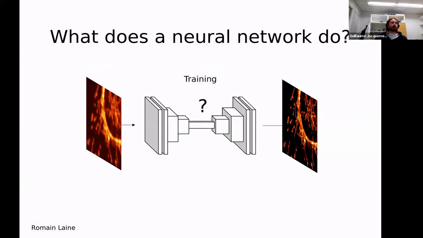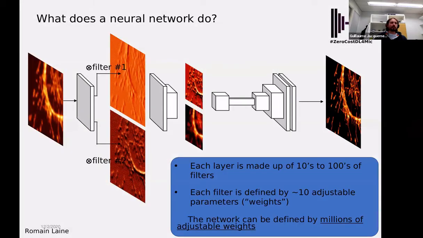But if we want to go into a little bit more detail on what a neural network does, a very simplistic way of looking at it is that a deep learning network is composed of multiple layers, and each layer has tens to hundreds of filters, and each of those filters will apply basically an image processing step. And each filter is defined by tens of adjustable parameters. In the same way as when you do classical image analysis and apply a filter, you have ways of tuning it. Those parameters are often called weights.